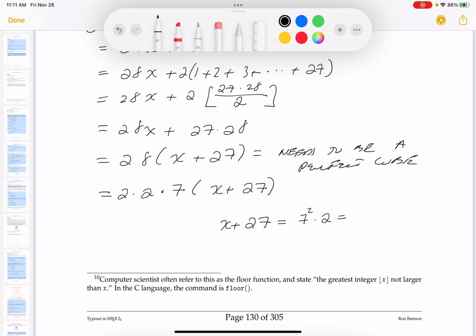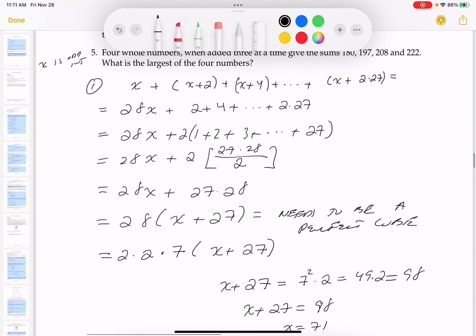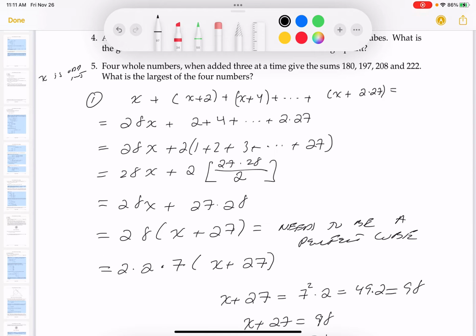And let me just take a look at that. 7 squared is 49, right? Times 2, which is 98. And x plus 27 equals 98. And then let's take a look at that. I've got to take 27 from both sides, right? And x would be 71, right? Then make sure that's true. 27, 98, yeah, 98. So x is 71. That means that's the smallest.